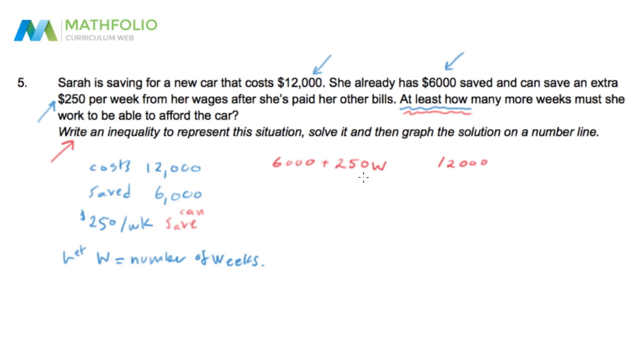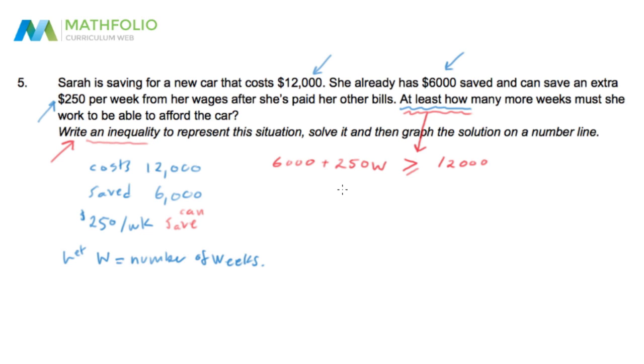$250 times W. Now, this at least, we need this amount on the left, 6,000 plus $250W, to be at least. Now, at least means it can be more than, but it also could be equal to. And so at least tells us it's got to be more than or equal to. And this inequality sign is the more than or the greater than, but really it's the greater than or equal to, the more than or equal to sign. So we just did this first step, which is write an inequality.